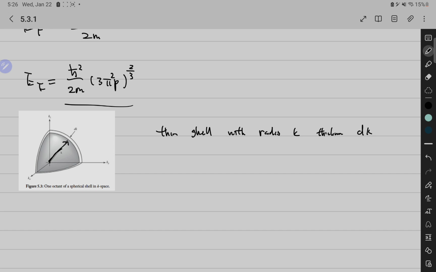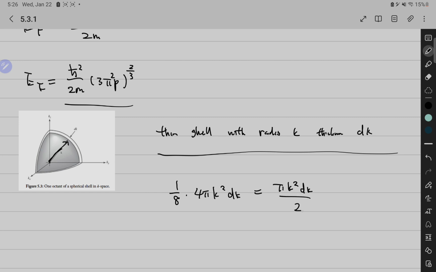So we have defined this thin shell, and the volume of the shell in the first octant is going to be 1/8 times 4 pi k squared dk, or simplified, pi k squared dk over 2.